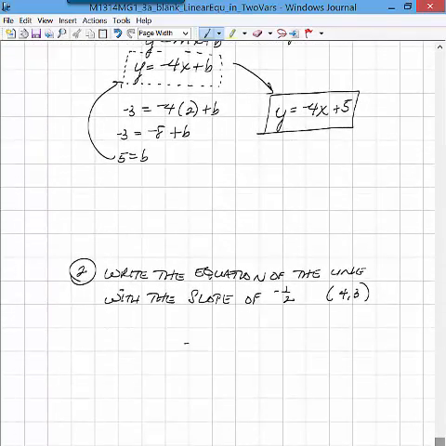Here's another example. Write the equation of the line. So if I'm writing the equation of the line, I'm going to use y equals mx plus b, and they give me the m to be a negative 1/2.